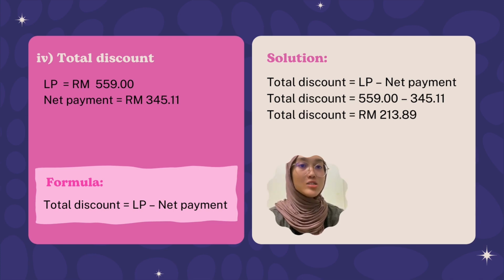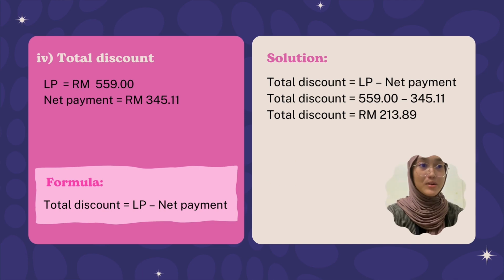For the last question, which is total discount. The list price is 559 ringgit and the net payment is 345 ringgit 11 cent. The formula to get the total discount is total discount equals list price minus net payment. The solution will be total discount equals 559 ringgit minus 345 ringgit 11 cent. The total discount equals 213 ringgit 89 cent.